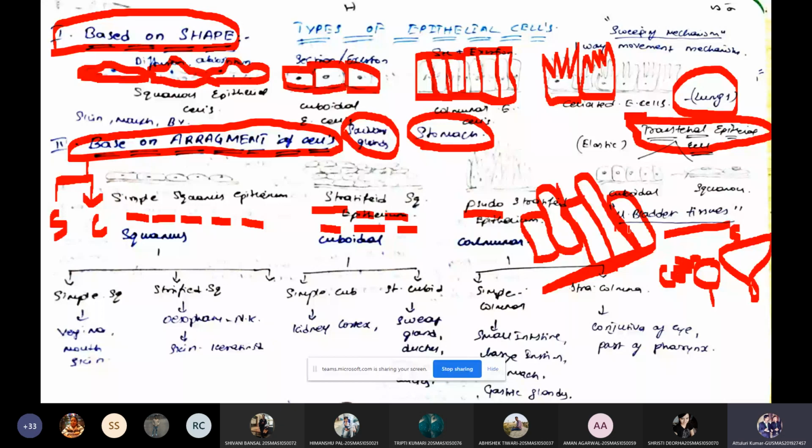So depending upon the arrangement, these are of three types: simple epithelium, stratified epithelium, and pseudo-stratified epithelium. Then we have different names, students.